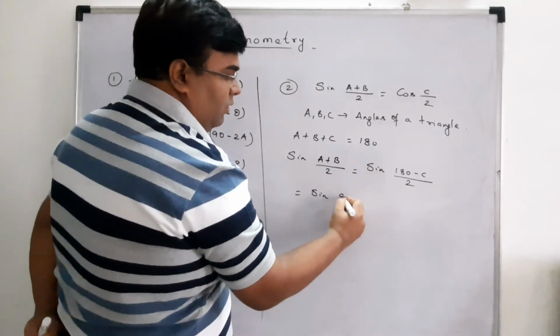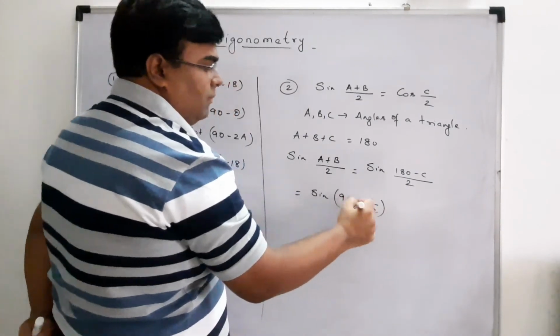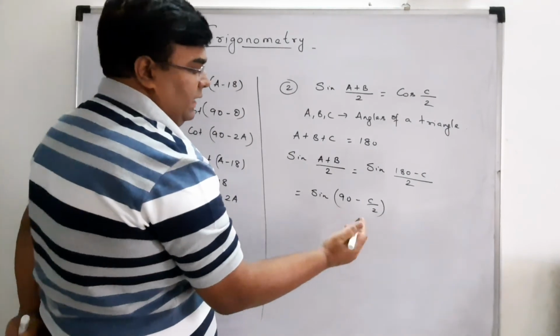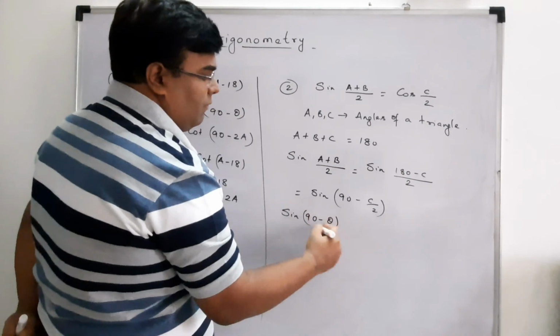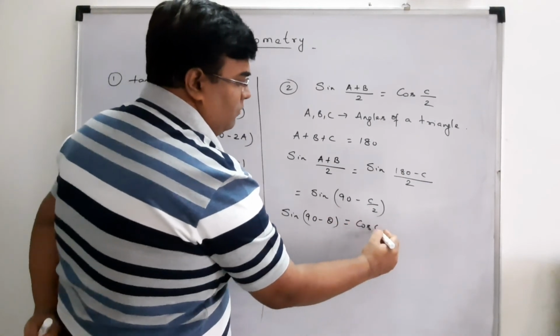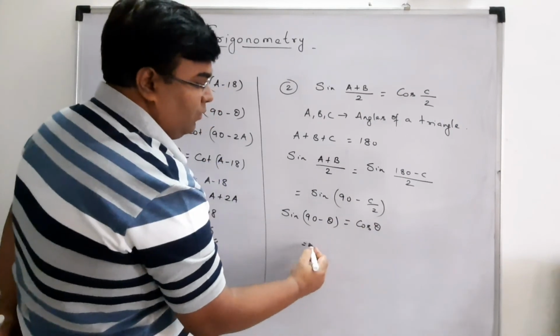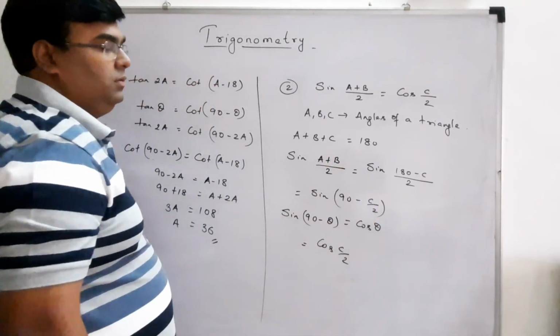180 by 2 will be 90 minus c by 2, and we know that sin of 90 minus theta is equal to cos theta. So sin of 90 minus c by 2 will be cos c by 2. Simple.